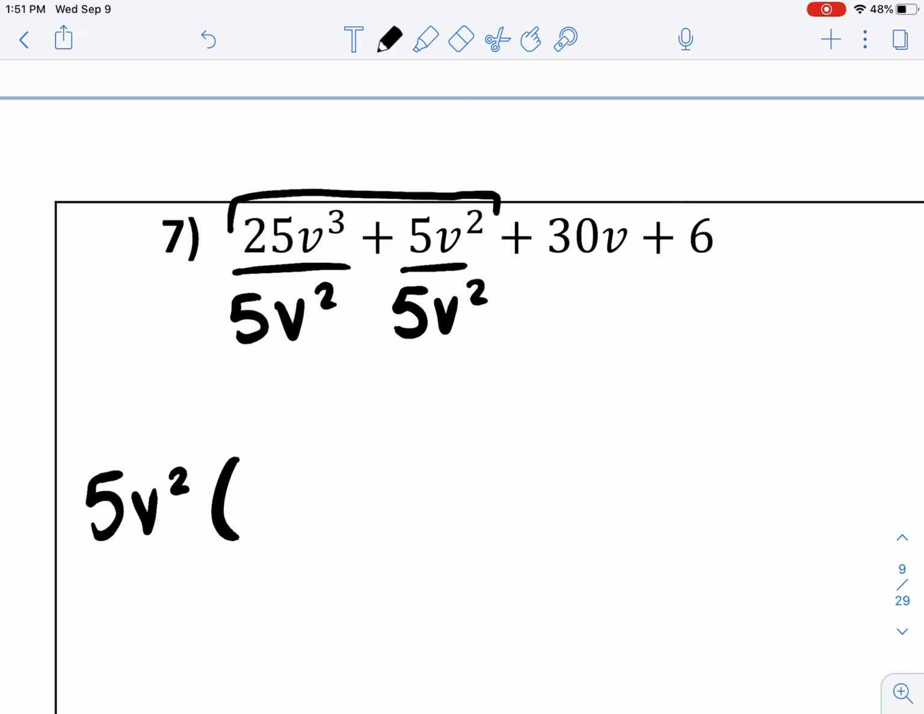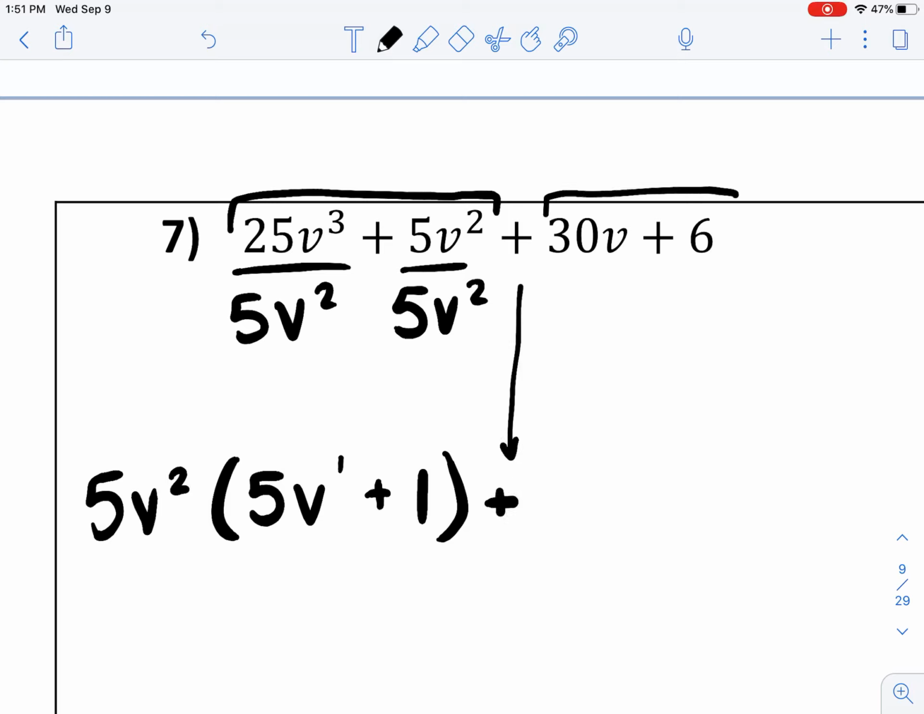When I divide by 5v squared, I am left with 25 divided by 5, which is 5. V to the third divided by v squared is v to the first, plus 5v squared divided by 5v squared. It's something divided by itself, therefore it equals 1. Then I bring down my plus sign.